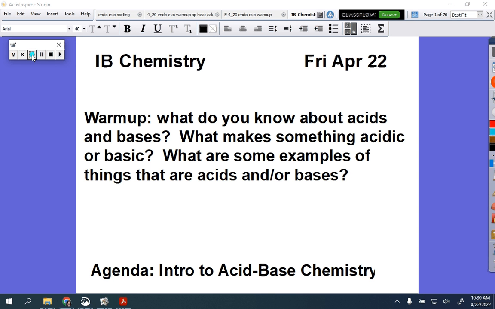We're going to have some positive and negative ions dissociating in water, things like that. So what are some examples of acids or bases?